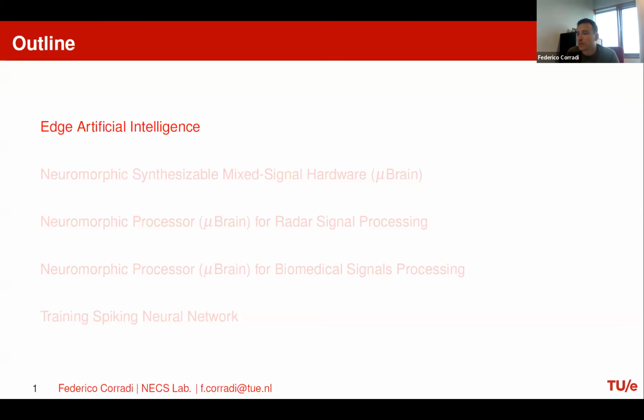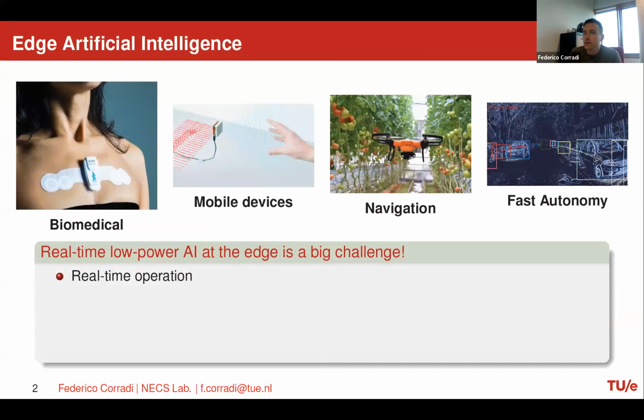And what we can actually scale up to larger applications. So today, the field of edge artificial intelligence mainly requires the execution of real-time and low-power artificial intelligence, which is a very big challenge because it spans very many applications, from biomedical, in which you have, for example, monitoring devices attached to the body or even inside the body, to mobile devices, navigation, and even fast autonomy. And these are increasingly complex and require increasingly more powerful systems.